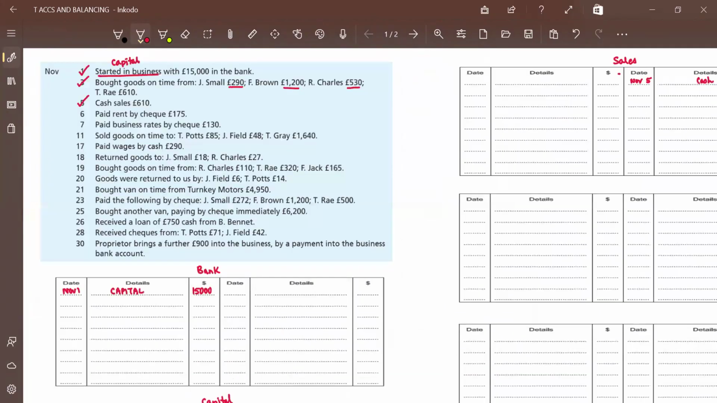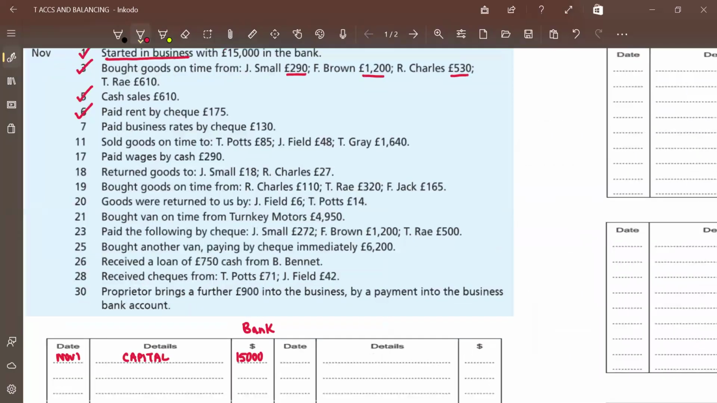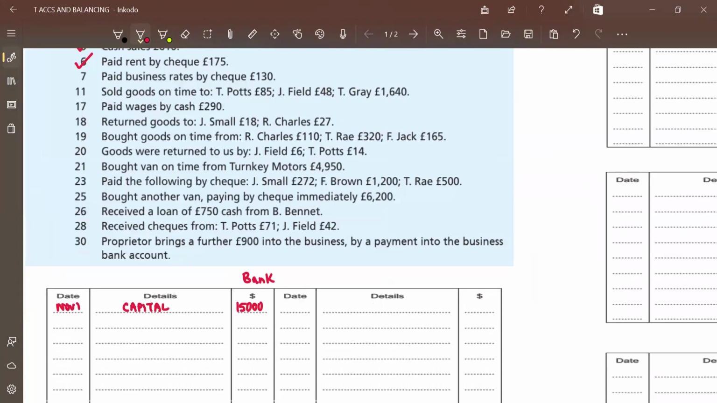Next transaction is paid rent. So paid rent by check. So you have a rent account to be prepared and you have a bank account to be prepared. The bank account is already prepared, as you see, so you don't have to prepare the T account again. This is the cash outflow. Bank balance would go down. I'll write down 175 on the credit side.